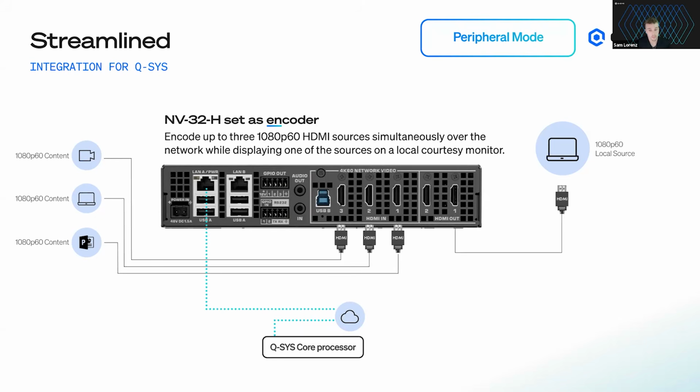Let's say it's for some kind of content ingest into a Teams engine, you're able to also route that directly into there too. Again, that is only on the HDMI out 1 port when in encoder mode.